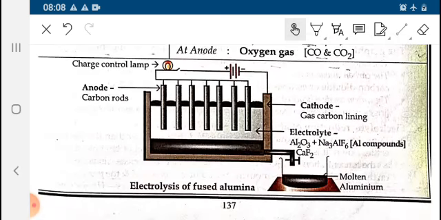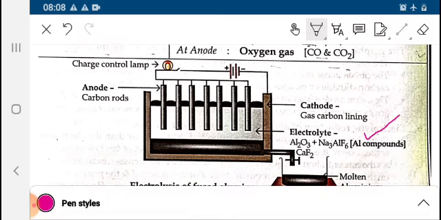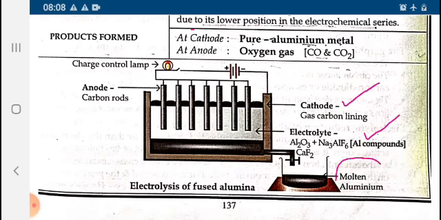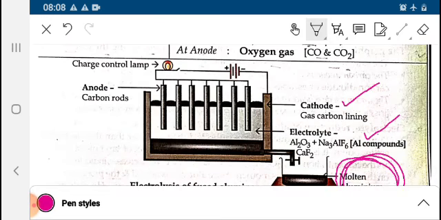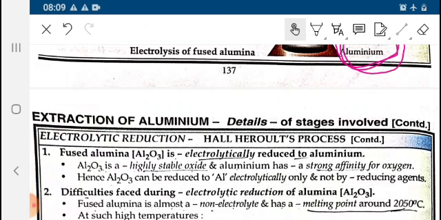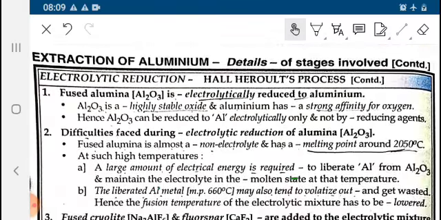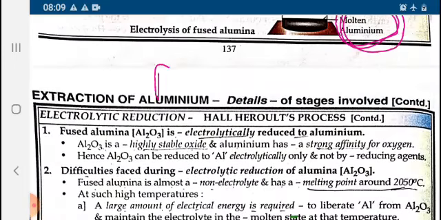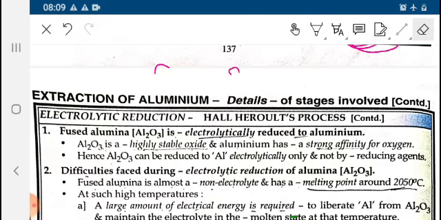As you can see in the diagram, this is our electrolyte, cathode. Here is the pure aluminium which we are getting in the molten form because of the very high temperature. This is our carbon rod. Now we will be discussing some of the important points related to the extraction of aluminium. These are the most important reasoning questions which have been asked in the board exam. They are frequently asked either in the form of objective or reasoning questions.